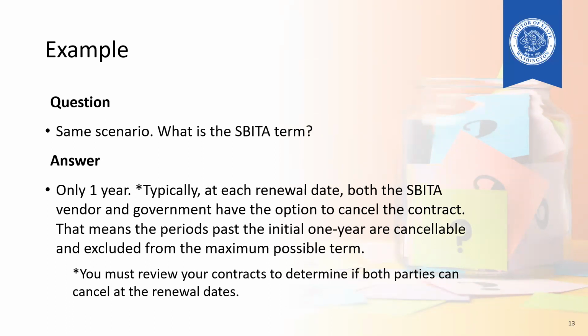Again, I want to remind everyone to look at your individual contracts. If both parties do not have the option to cancel at each renewal date, that would be a different scenario. Also, if your government signed a contract for longer than 1 year, that would not be short term. You really have to look at the contracts that your government signed to determine this.